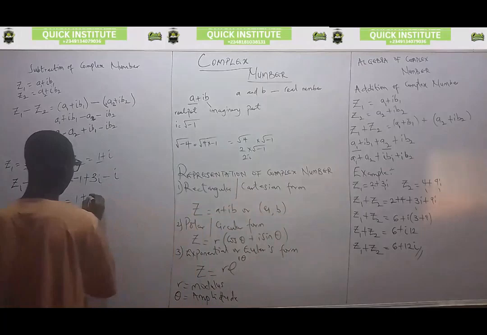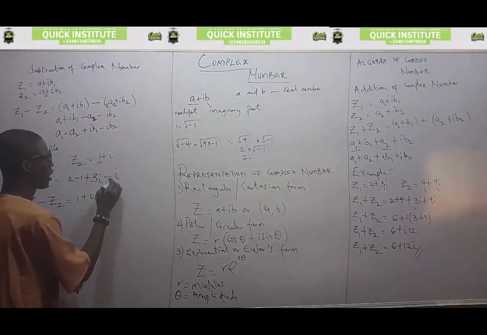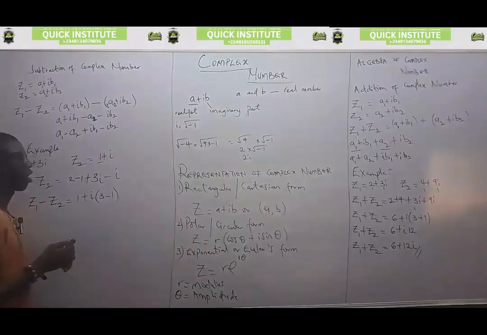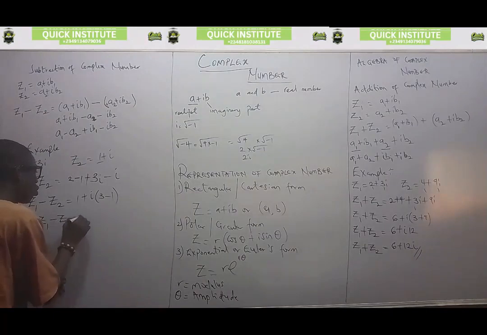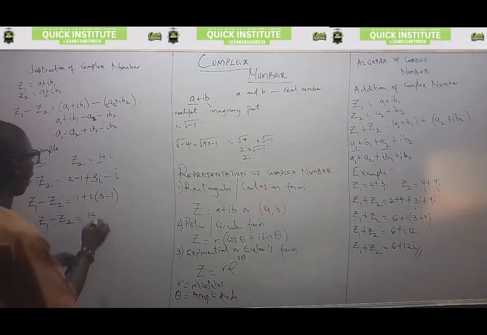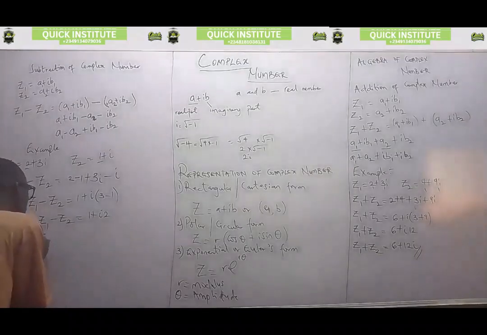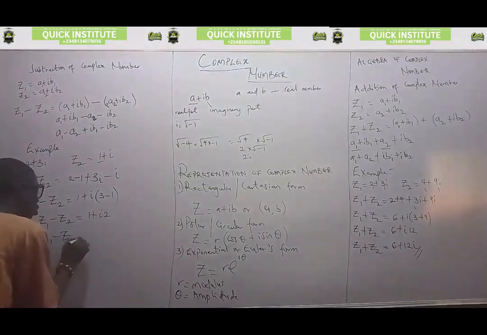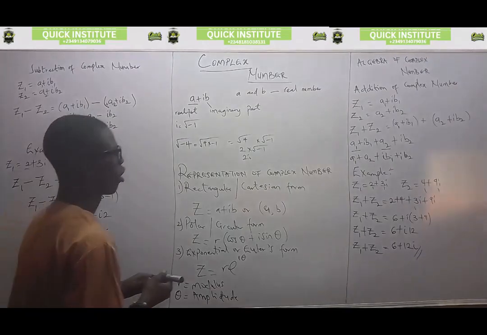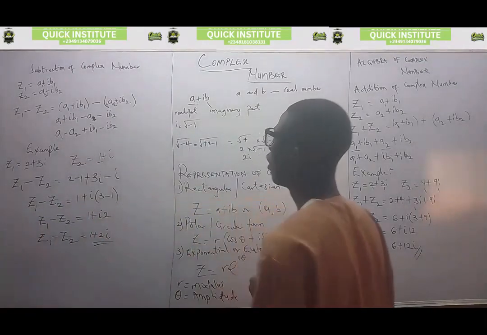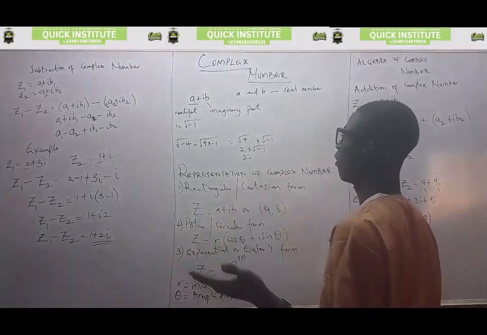Let's factorize i outside, and we have 3 minus, that is the invisible 1 here, but you can't see it. So 3 minus 1. So we now have z1 minus z2 to be 1 plus 2i, right? So you can rephrase the question: z1 minus z2 equals 1 plus 2i. That's how you subtract a complex number. So next, we are going to multiplication of complex numbers.